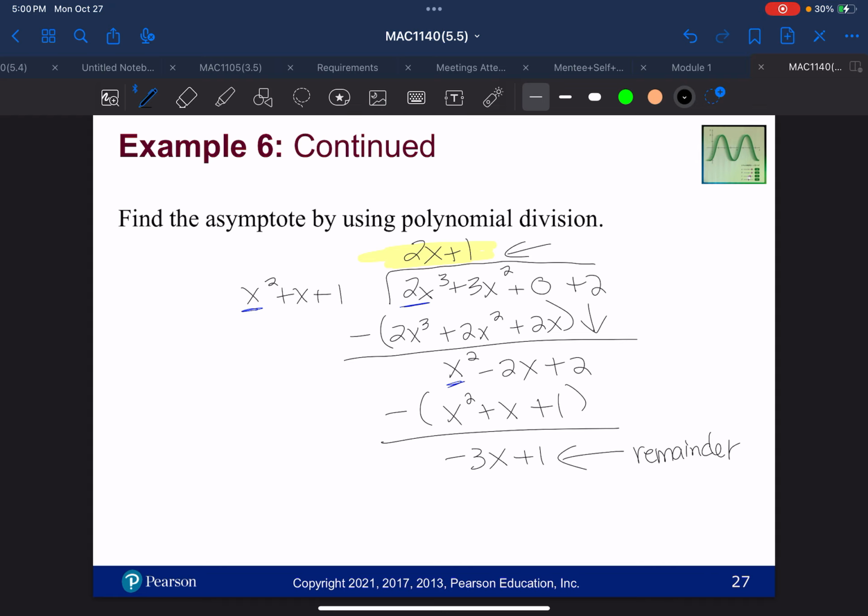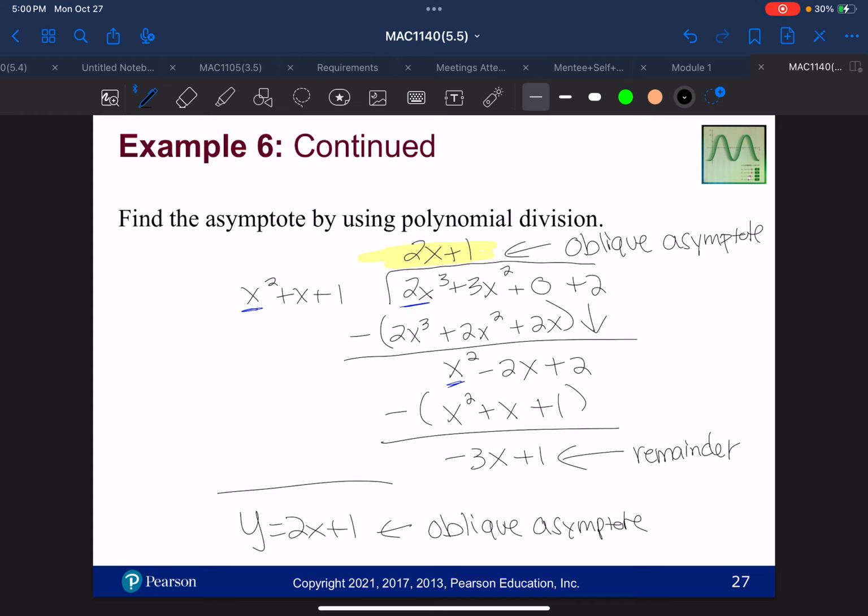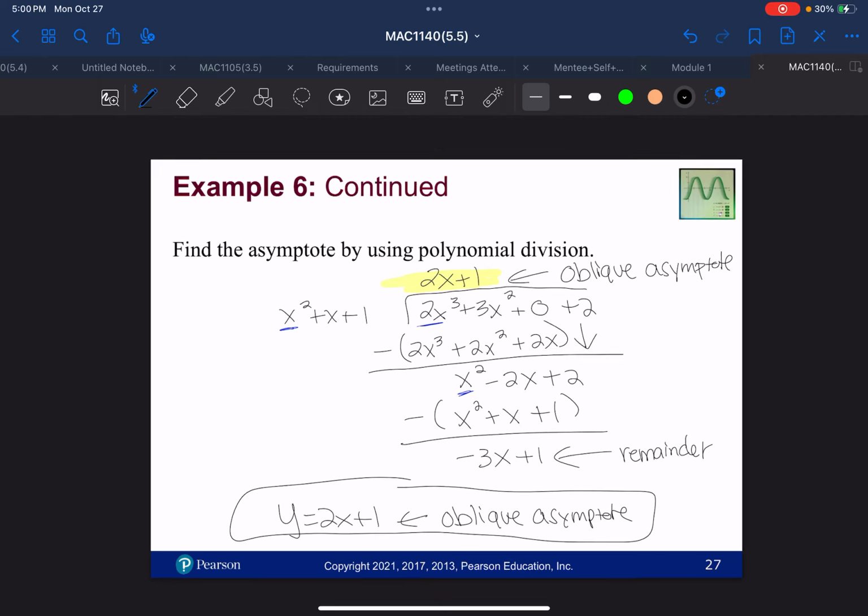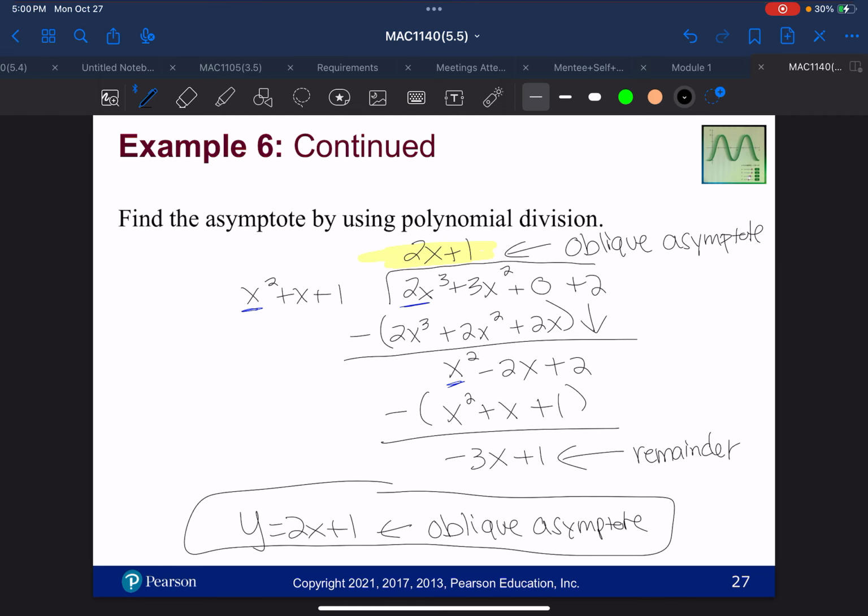this is where I get my oblique asymptote. And it's given by the equation y equals 2x plus 1. Okay, so for an oblique asymptote, our graph may intersect it or it may not. And this is a line that goes through the y-intercept of 1 and has a slope of 2.